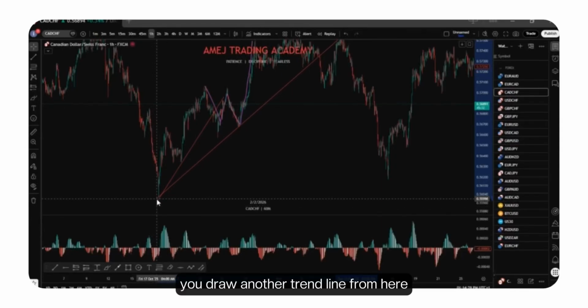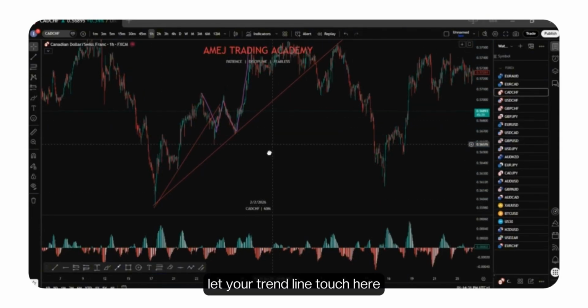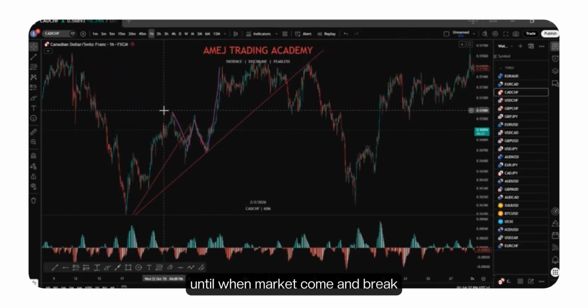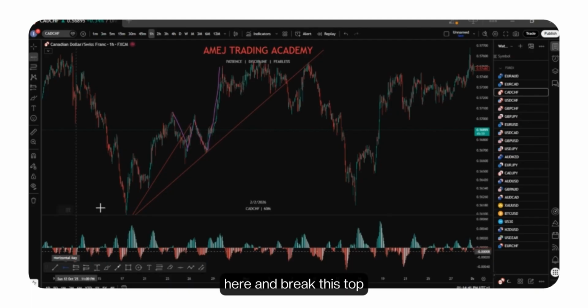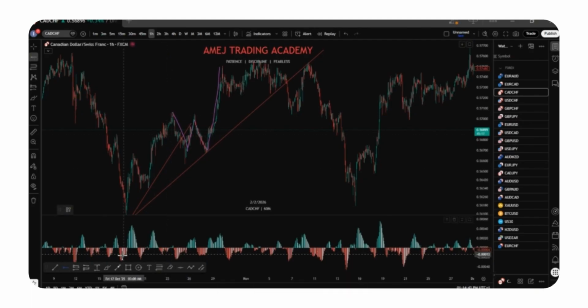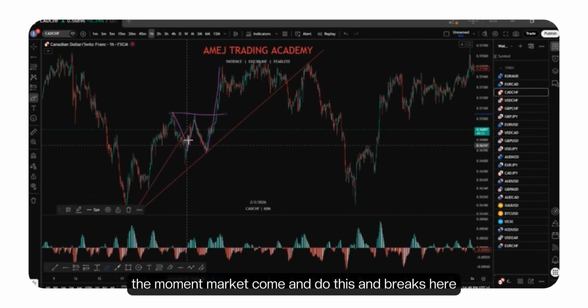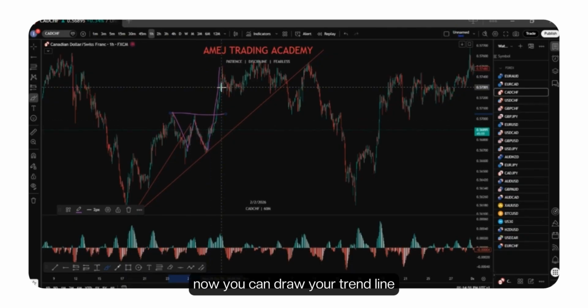Draw another trend line from here. Let your trend line touch here. You can't draw the trend line until the market comes and breaks here, breaks this top, and breaks this high that we have at that moment. The moment the market comes and does this and breaks here, now you can draw your trend line.